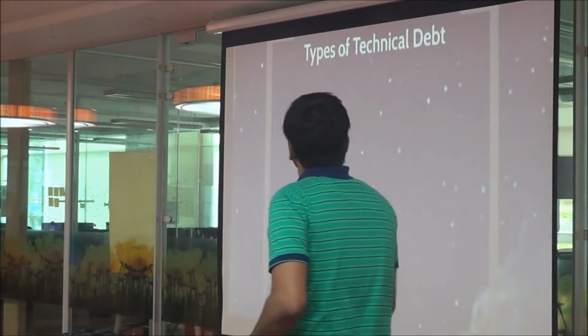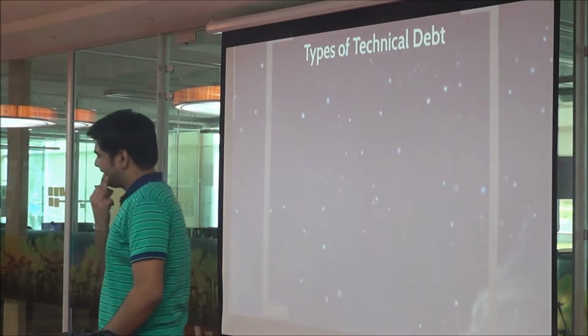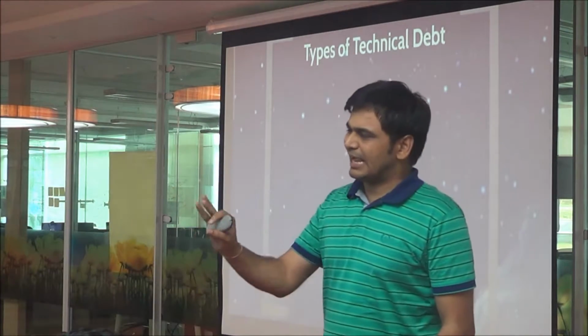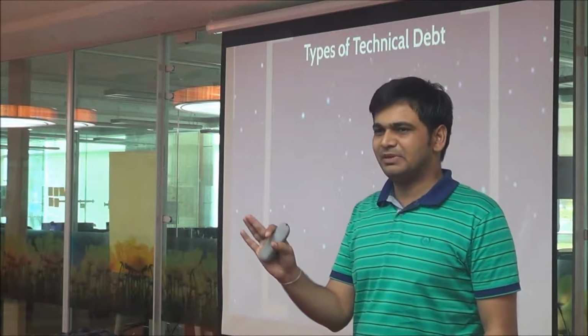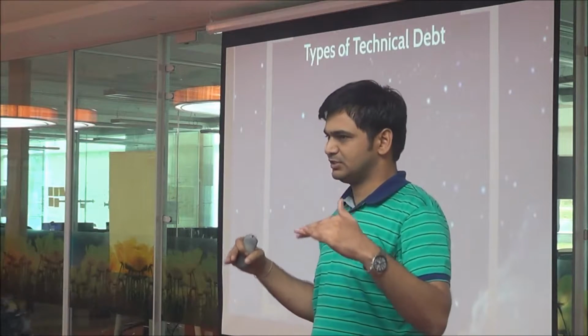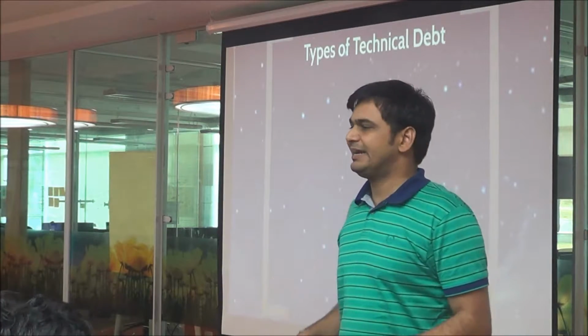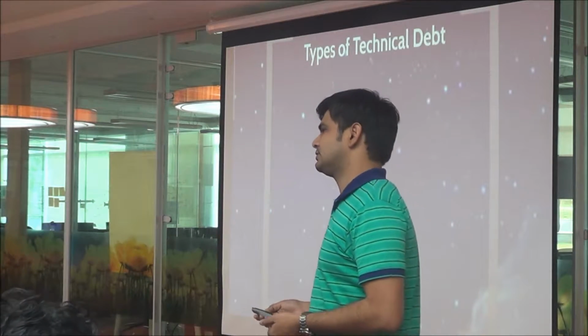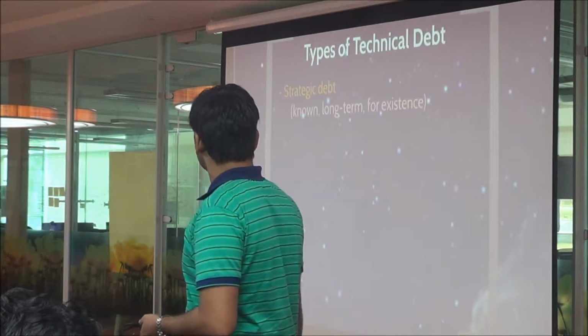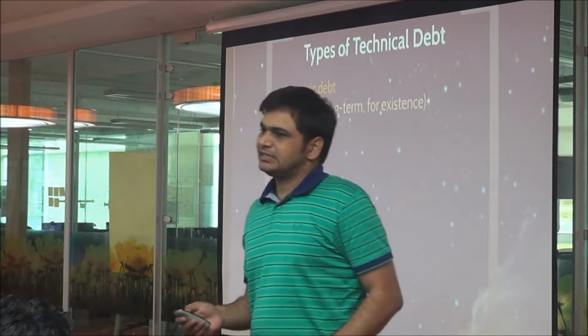Let's move on. So, what are different types of debt? Dimensions and types are a little confusing to understand, but dimensions are like what are the different levels or dimensions associated with technical debt. And types are what are the different scenarios in which it may occur. For instance, strategic debt.